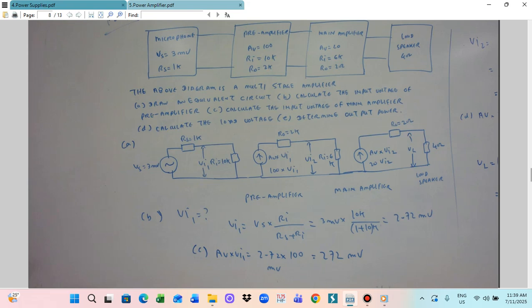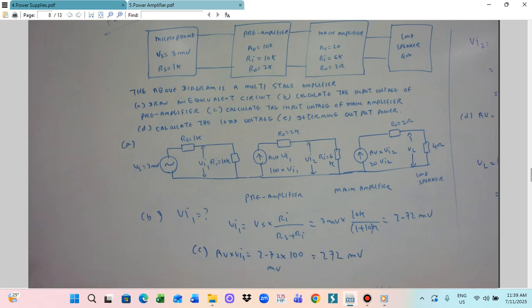Also we need to calculate the input voltage of the main amplifier. Before that, we have to calculate AB times VI1. This is 2.72 multiplied by 100 millivolt, which we calculate as 272 millivolt. So AB times VI1 is connected across R0 and RI, and we can calculate VI2.